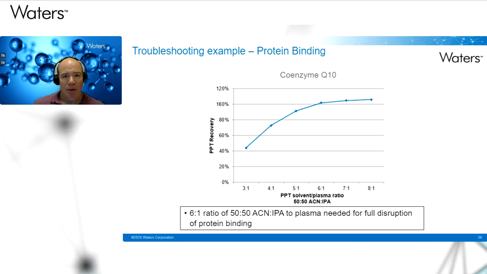Another quick example, looking at coenzyme Q10, we've plotted the recovery against the ratio of plasma to solvent used. This is a very, very hydrophobic molecule we worked with a few years ago. And in this case, we needed to actually go up to a 6-to-1 ratio. So 600 microliters of solvent to 100 microliters of plasma. This is a fairly extreme example, but again, it gives you a good example of how systematically evaluating this allows us to easily pick where we want to be.